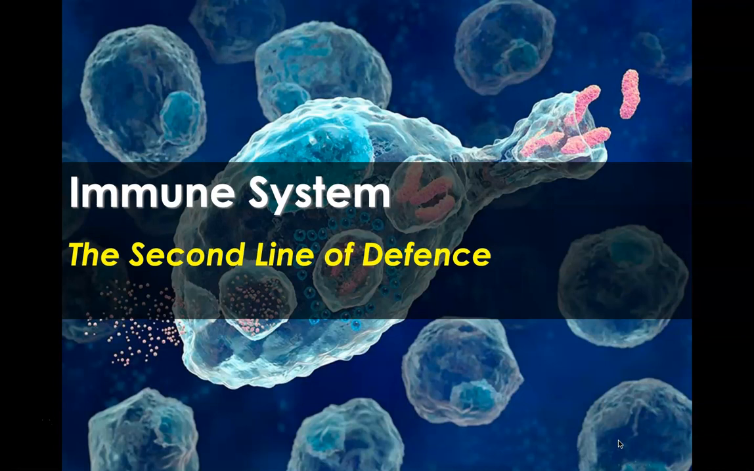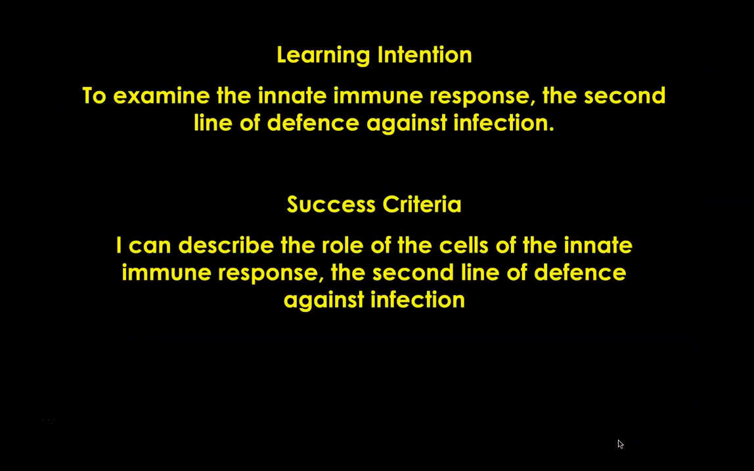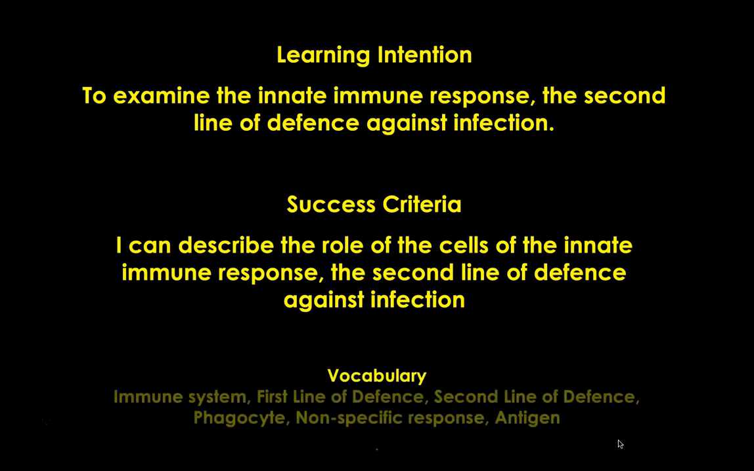This is the second lesson in our trilogy of the immune system, the second line of defence. Today your learning intention is to examine the innate immune response, which is the second line of defence against infection. By the end of the lesson, you should be able to describe the role of the cells of the innate immune response. And there's your vocabulary.